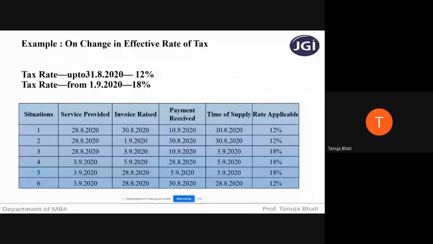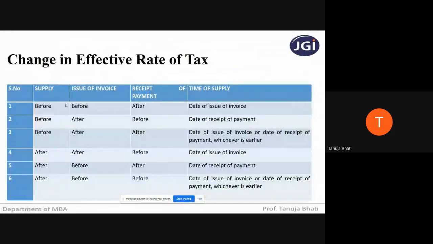So which scenario is this? Service is provided before, invoice is raised before, payment is received after. So what is going to be the time of supply in this situation? It is going to be the date on which the invoice is raised. So time of supply will be the invoice date, 30th August 2020. And on 30th August 2020, what was the tax rate applicable? Up to 31st August it was 12%. So the tax rate applicable will be 12%. This is the first scenario that we have seen in the previous slide. If the supply is before, issue of invoice is before, receipt of payment is after, the time of supply will be nothing but the date of issue of invoice.